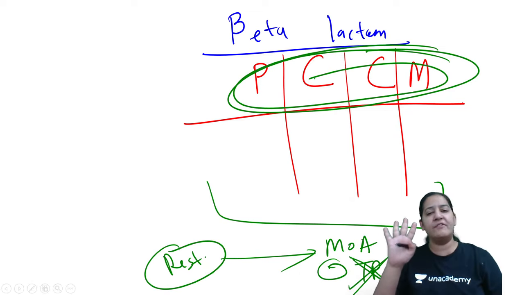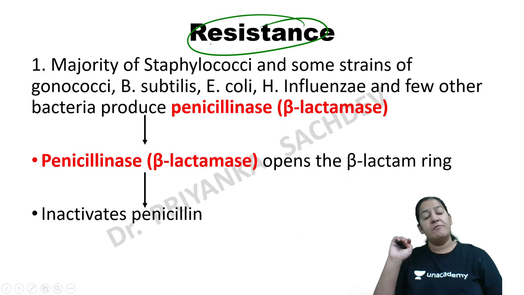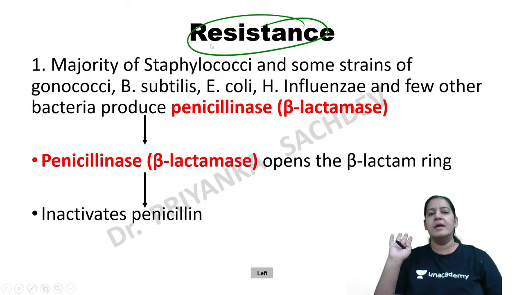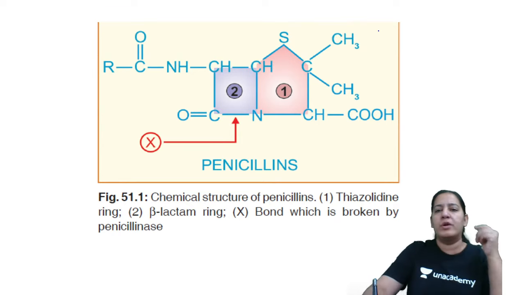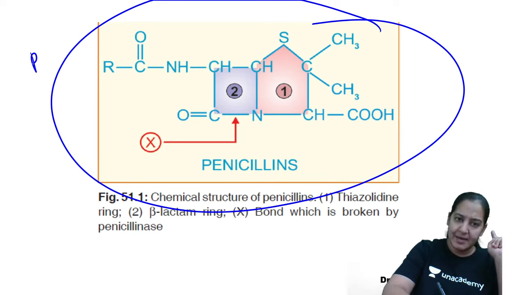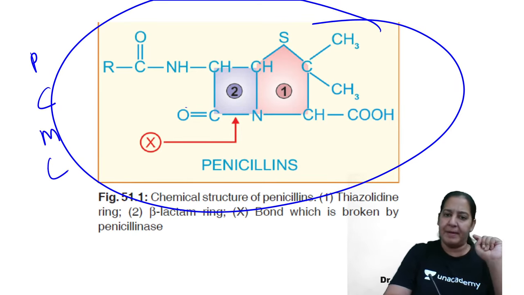So before starting the four individual chapters, I would like to tell you three types of resistance. Very, very important and very difficult to understand. Listen, this is the structure of the antibiotic. Can you see in this diagram what I have shown? This is the structure of a beta-lactam antibiotic. Now, this can be the structure of penicillin. This can be cephalosporin. This can be monobactam. This can be carbapenem. Right?